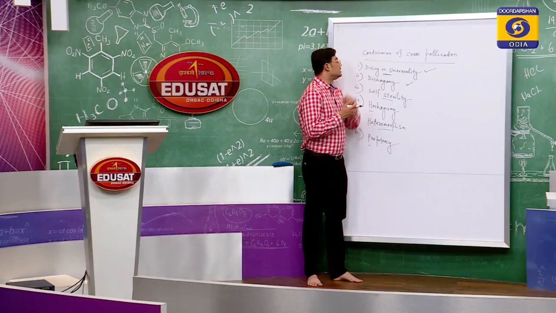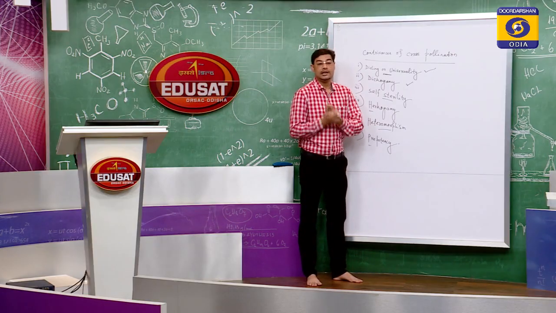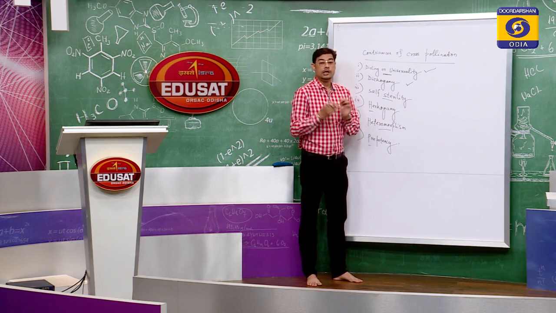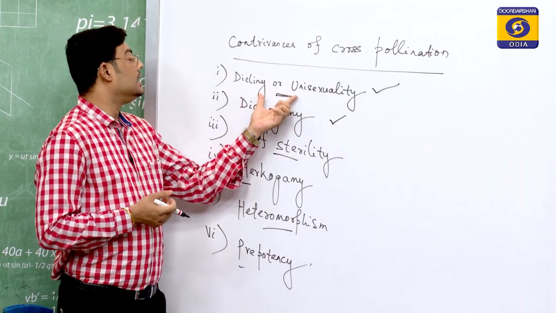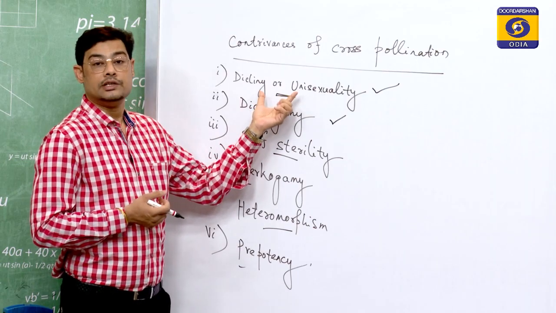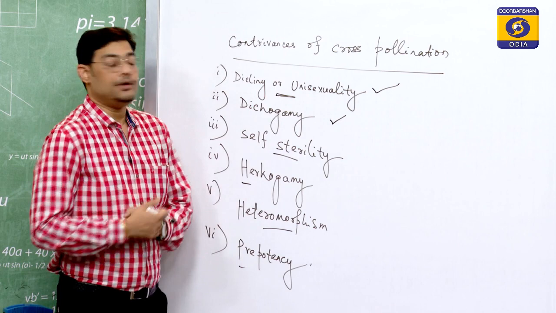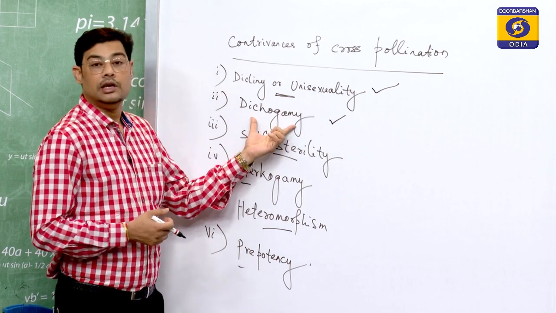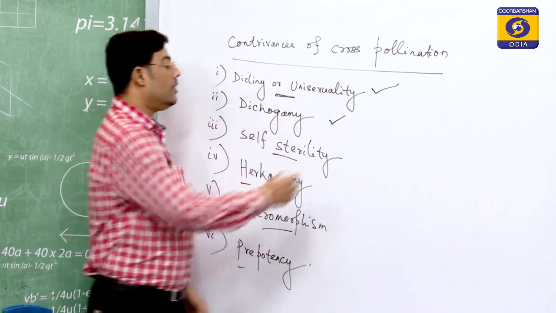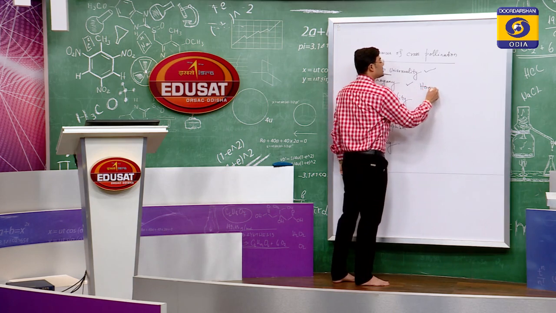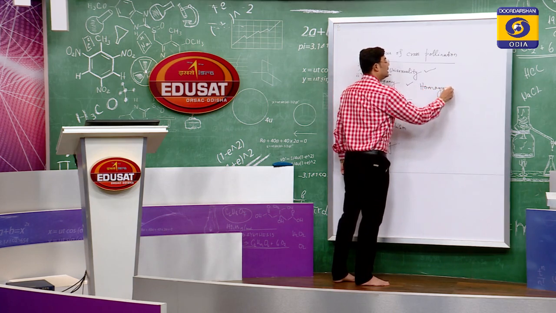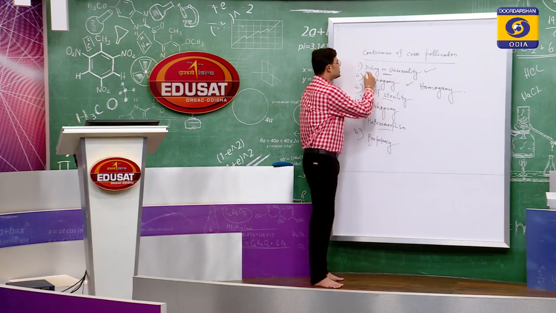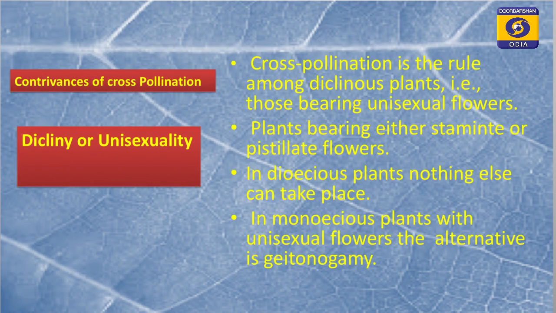This is just the opposite of hermaphroditism, what we have already discussed in case of self-pollination, the bisexual condition. This is the unisexual condition which is seen in some dioecious plants. Dichogamy is just the opposite of homogamy, what we studied in self-pollination. Okay, first we will discuss what is dicliny or unisexuality.